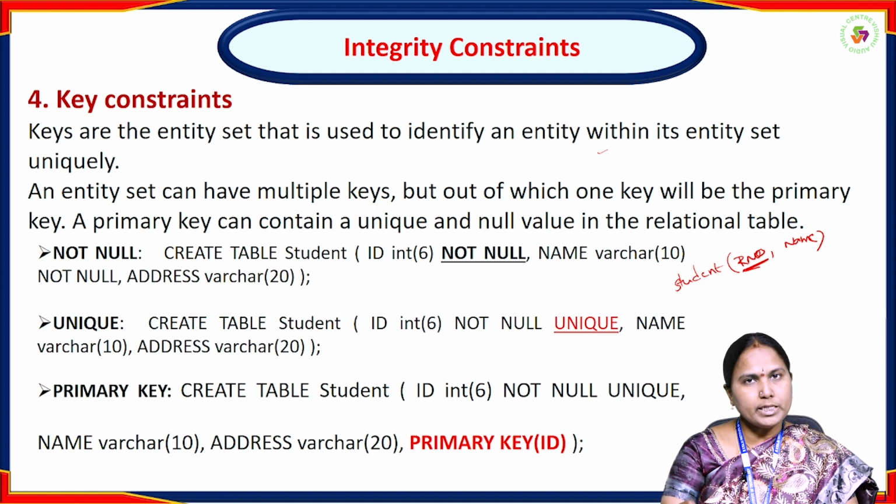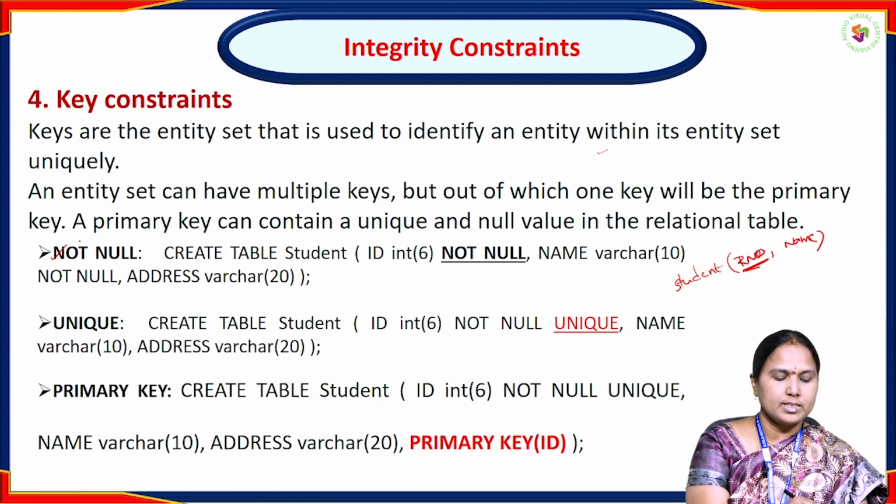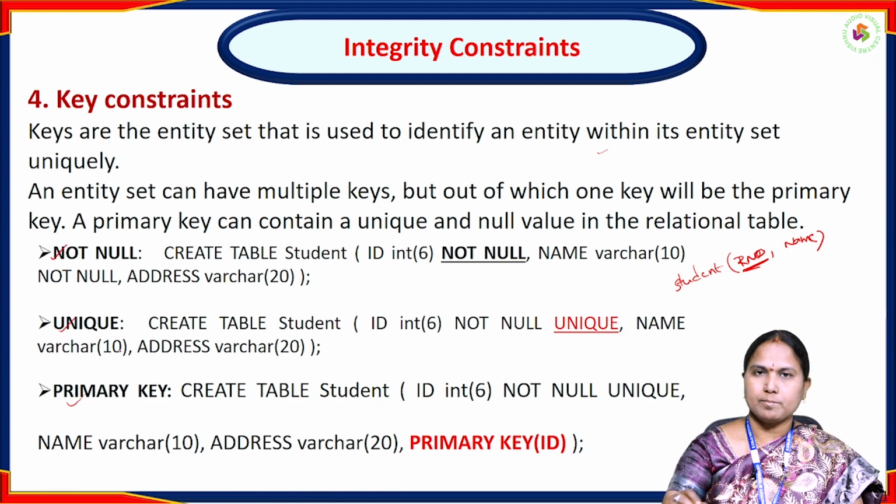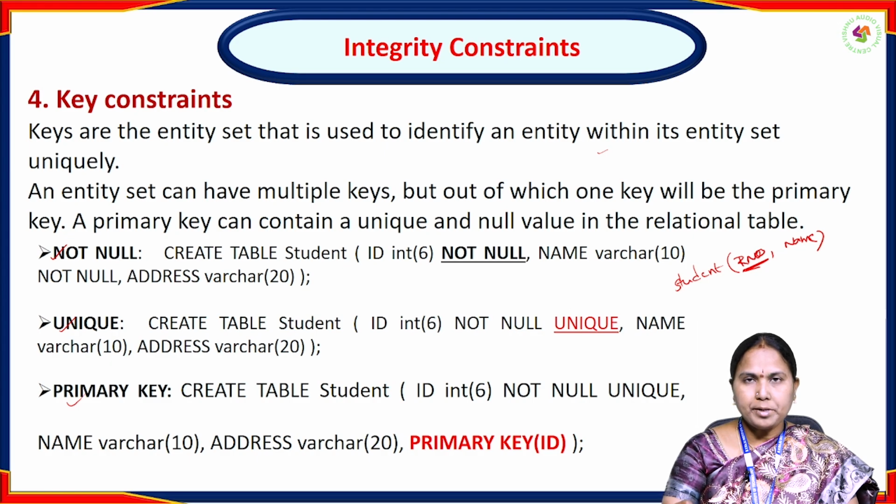Okay. How many types of constraints are there? See here: not null, unique, primary key. These are the main constraints we are using. First of all, what is meant by not null? Not null is nothing but what? Every student is assigned a name. Suppose you want to insert, and you are not inserting a value for the name column for the student, automatically it gives an error to the user.